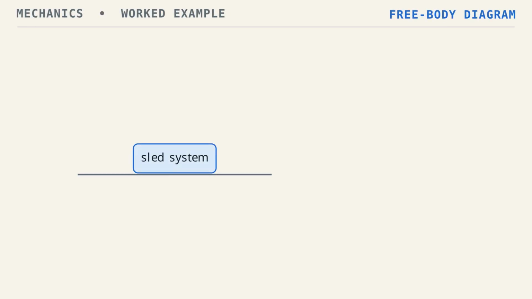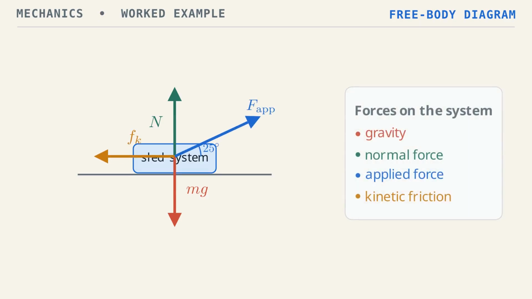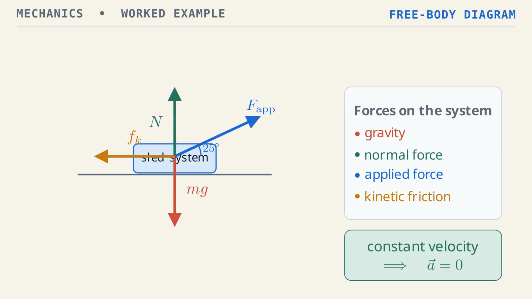Treat the sled and passenger as one object. 4 external forces act on this system. Gravity points down. The snow exerts an upward normal force. The applied force points 25 degrees above horizontal, and kinetic friction points opposite the motion. The phrase constant velocity is crucial. The acceleration is 0, so the net force is 0 in both coordinate directions.